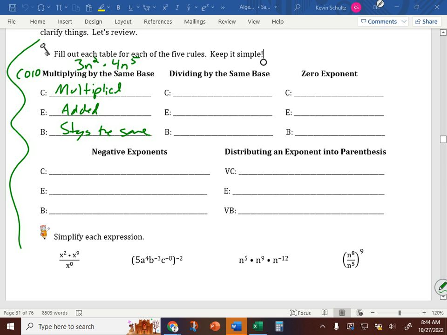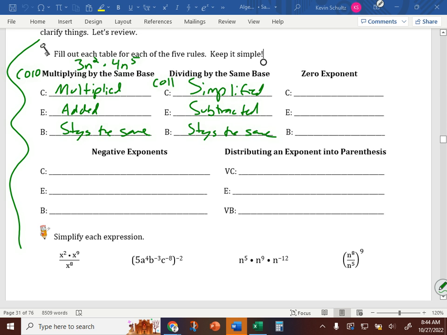Dividing by the same base. What do we got? What are the rules? Andrea? It's the 3 S's. Coefficients are simplified, exponents are subtracted, and the base stays the same. Okay, this would be from CO11. Simplified, subtracted, and stays the same.